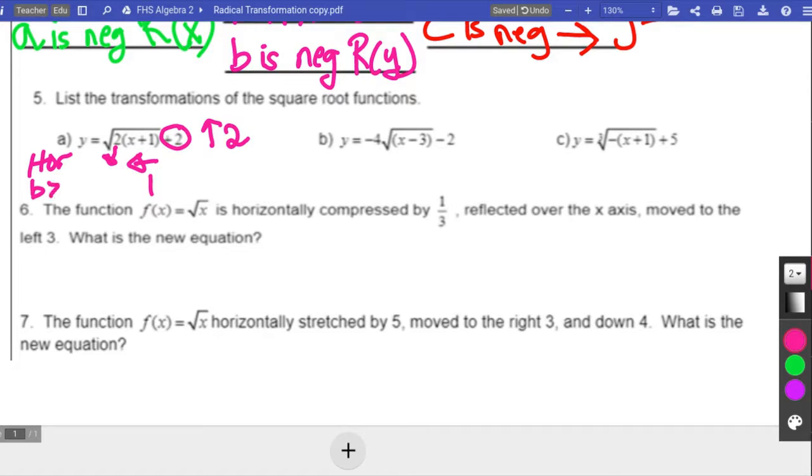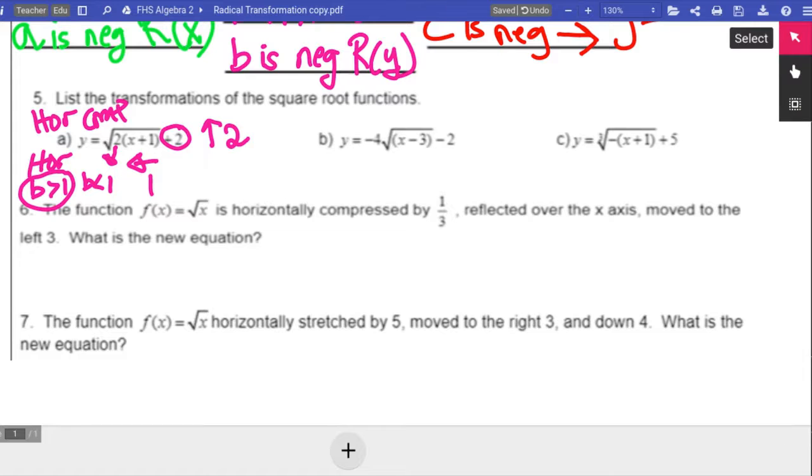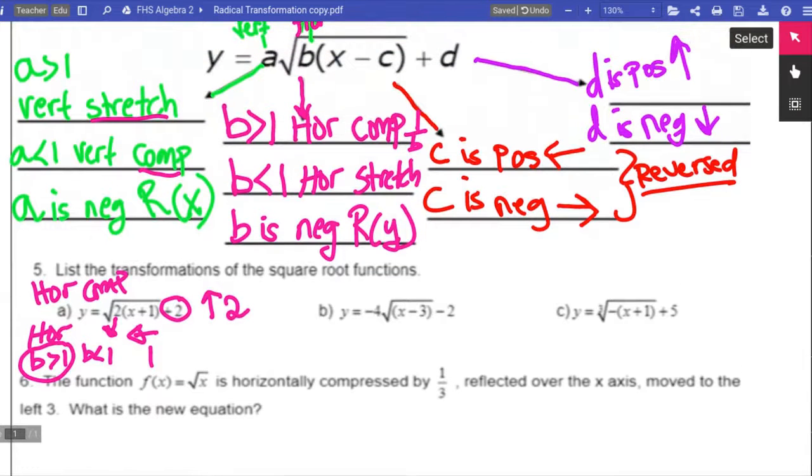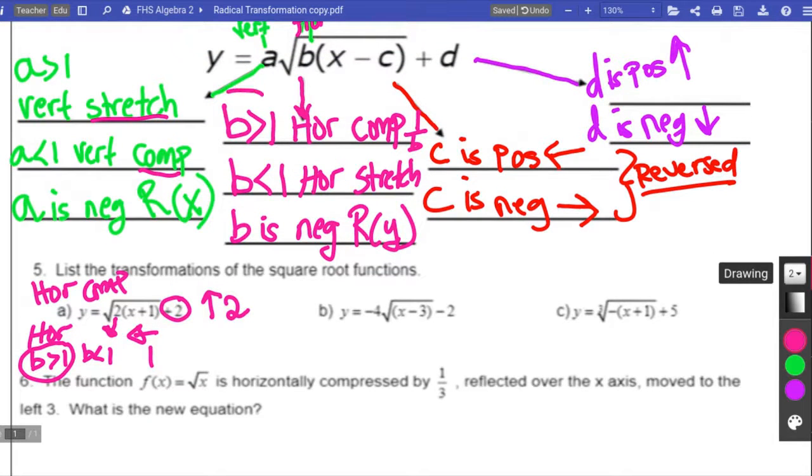Is the B greater than 1 or is the B less than 1? If you look at it, you said that B is greater than 1. If the B is greater than 1, then it has to be a horizontal compression. If you're asking me, how do you know that, Mr. Kabango? Because we just did it a minute ago, right here. We say if B is greater than 1, it is horizontal compression.